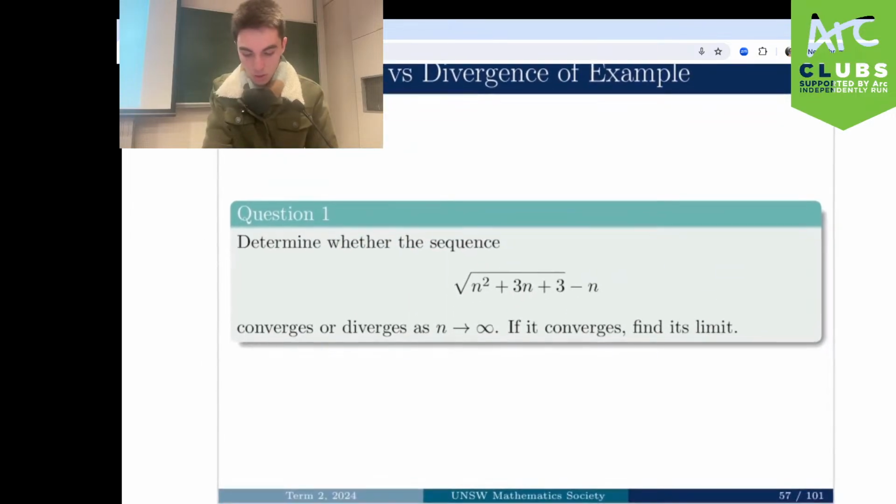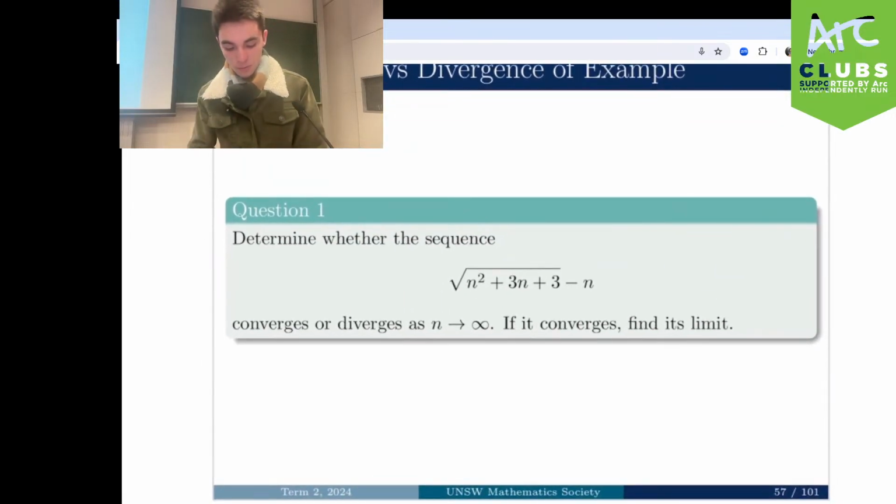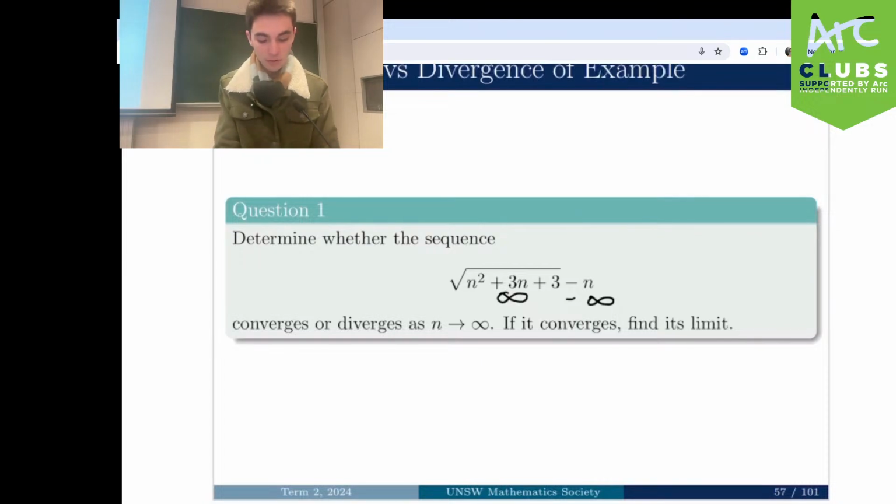Okay, so let's apply this to an example. We've got this question. We need to determine whether this sequence defined by this formula of n converges or diverges, right? The tricky thing about this one is that it is in indeterminate form. This first term would go to infinity, and the second term would go to infinity, so it's in an infinity minus infinity form. So we need to fix that up, right? Turn it into a fraction somehow.